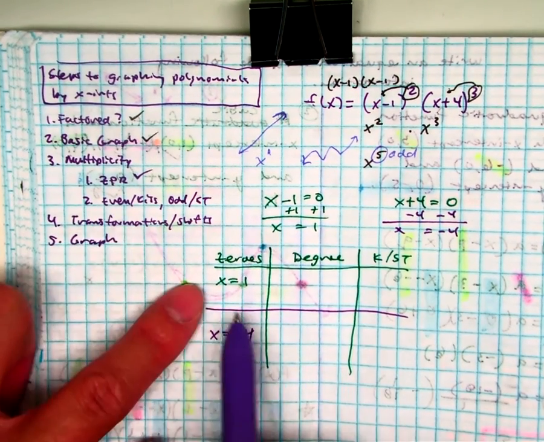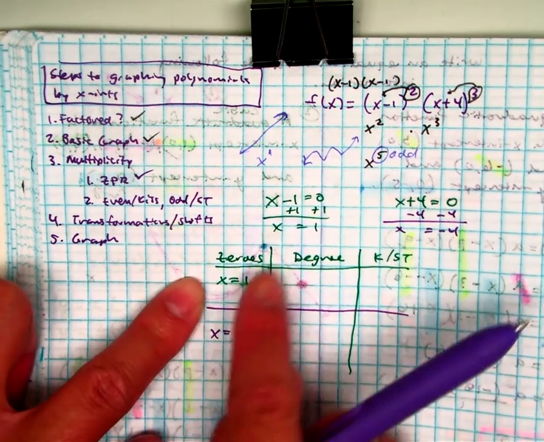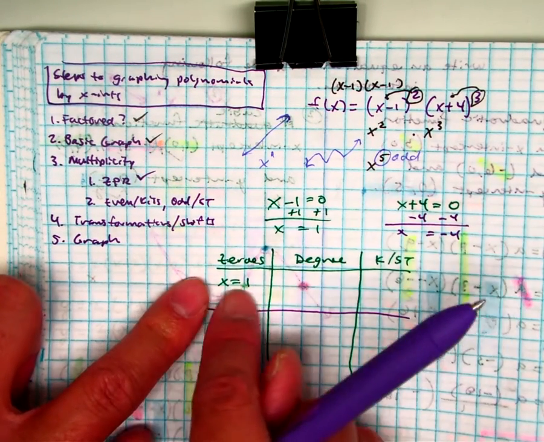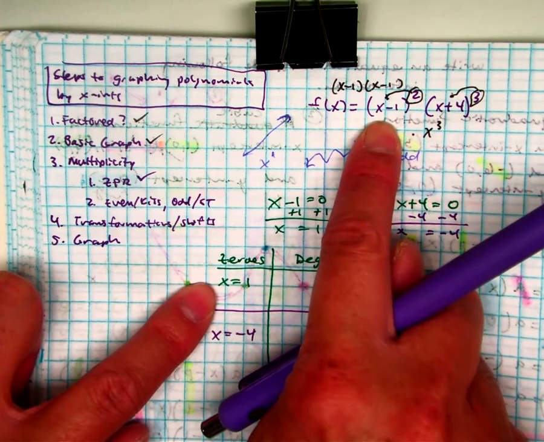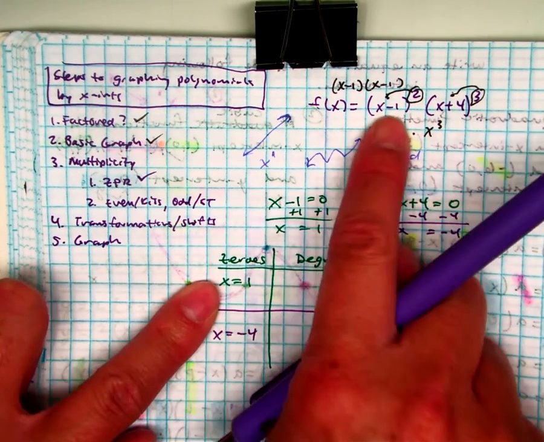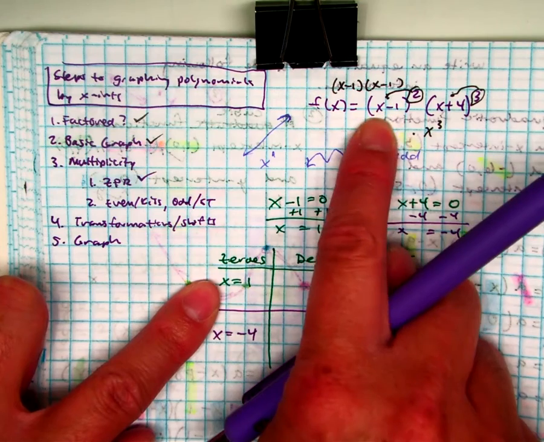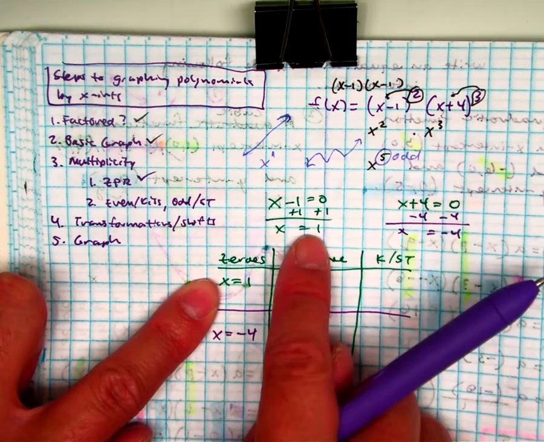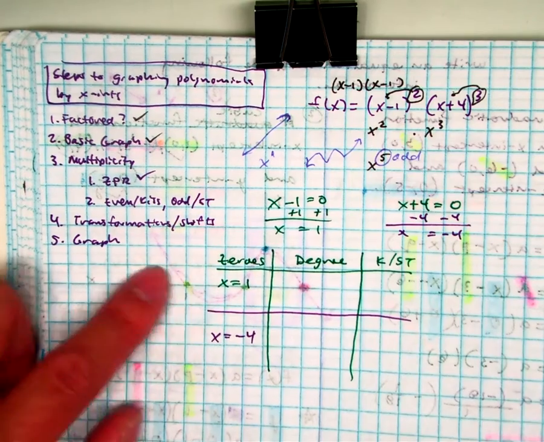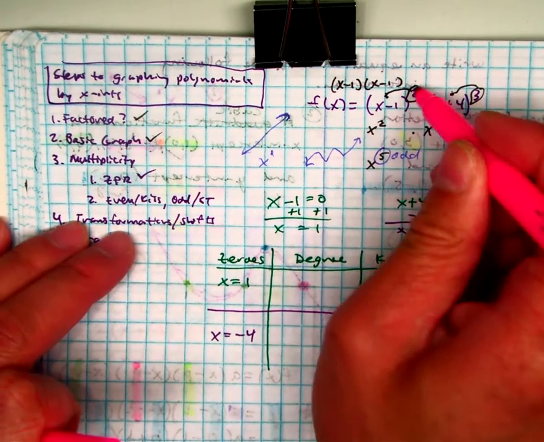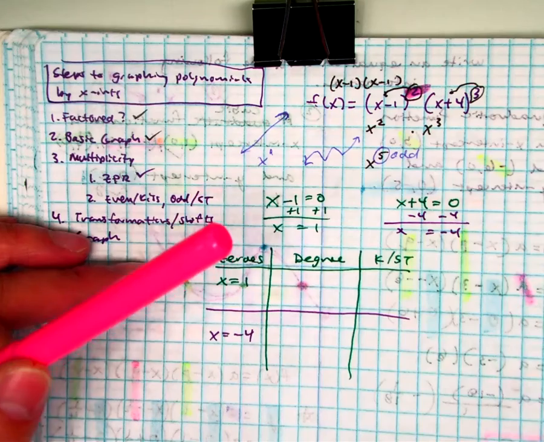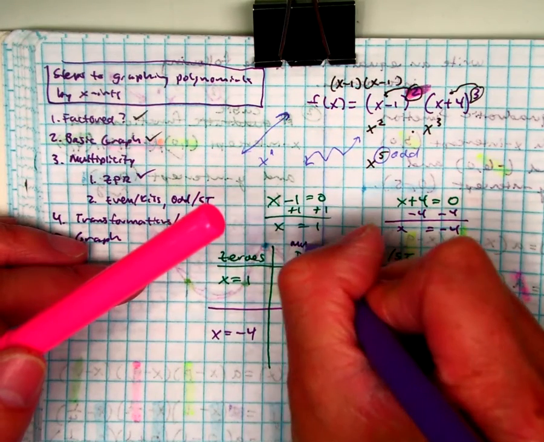Okay, let's look at x equals 1. So this is a big idea here. X equals 1 is the same thing as the binomial x minus 1. X equals 1 is the same thing as the parentheses x minus 1. I just showed that to you, right? So we look at its multiplicity here. Multiplicity, let's write that. Another word for its degree is its multiplicity.